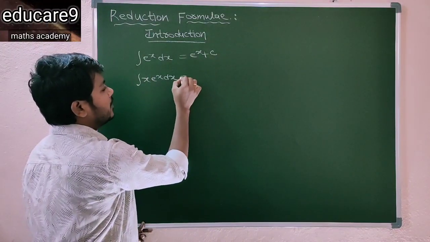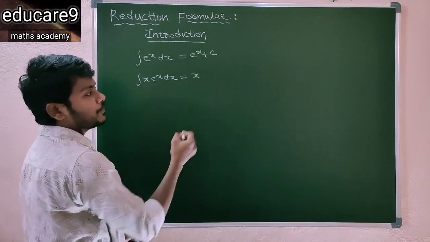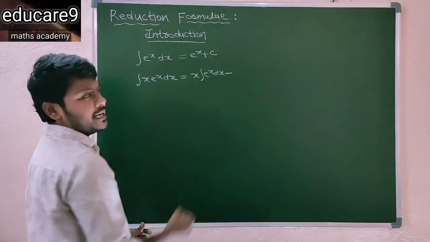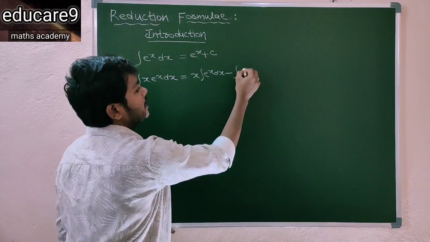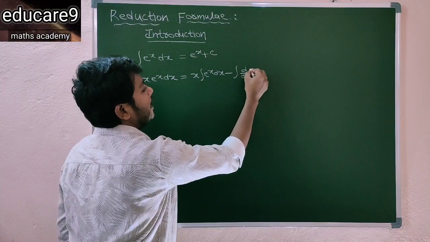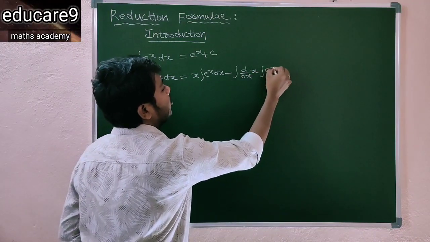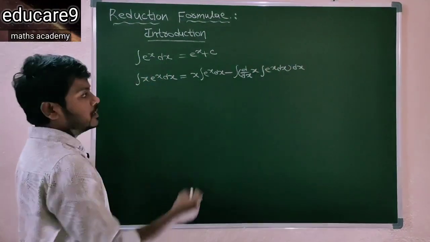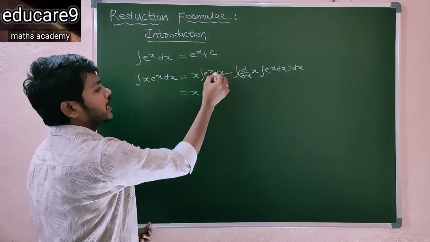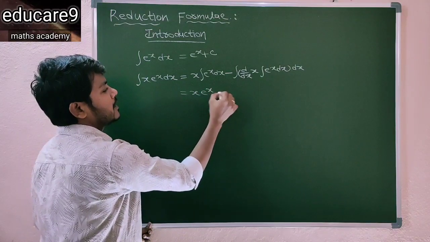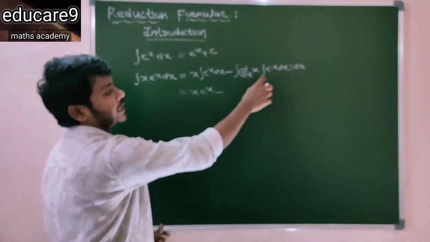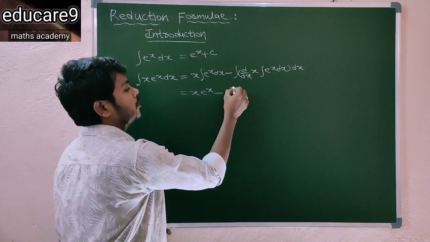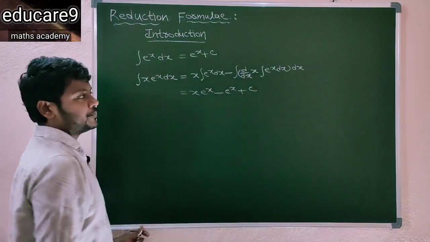So this can be written as x into the second function, that is integration of e power x dx, minus integration of d by dx of x into integration of e power x dx, whole dx. So this is x into integration of e power x, minus derivative of x, which is 1, integration of e power x, again integration of e power x plus c.